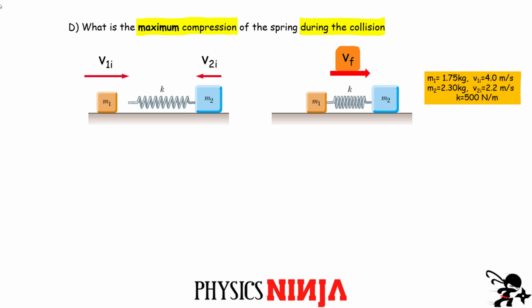Okay, so what we're going to do then is write down our momentum equation. The momentum equation at that specific instant is, again, we should be getting used to this one, m2 v2 initial. Now the simplification comes on the right-hand side here.